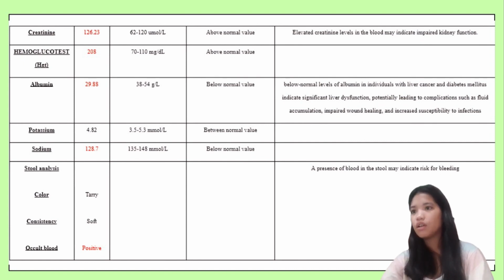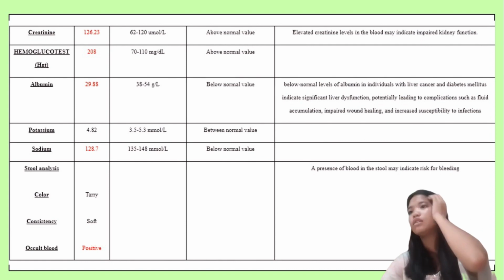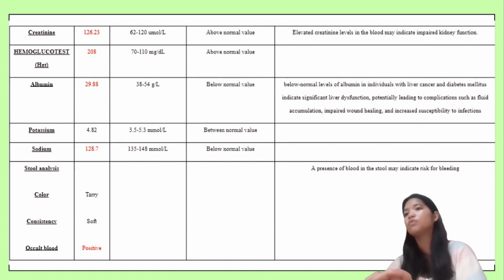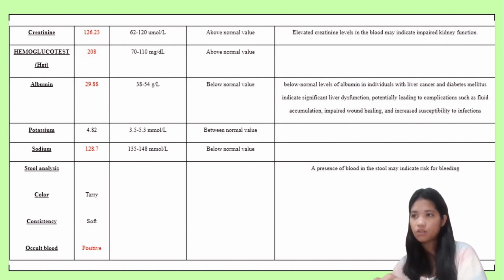So for the sodium, the result is 128.7 and the normal value is 135 to 148. So his sodium is below normal. For the stool analysis, the color of his stool is tarry and the consistency is soft, and there is blood in his stool. So the presence of blood in the stool may indicate risk for bleeding.